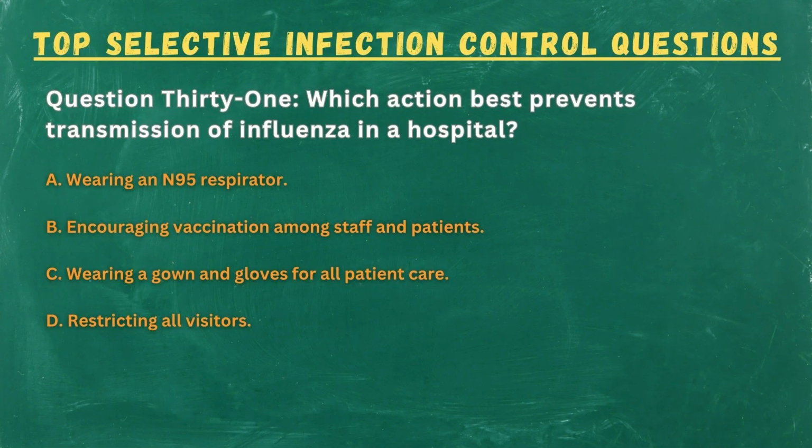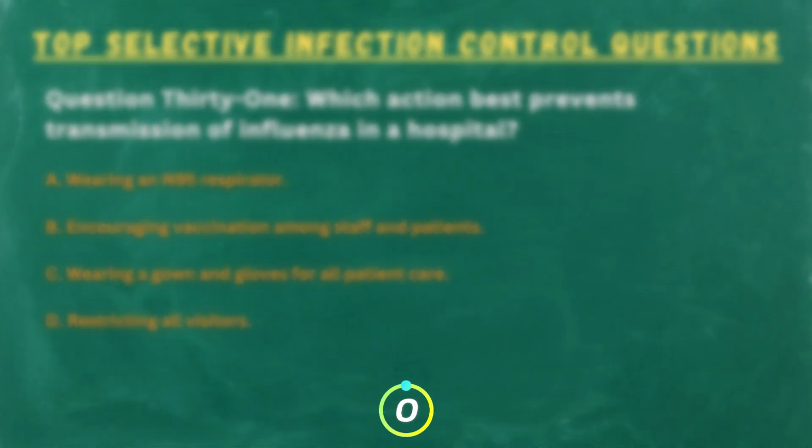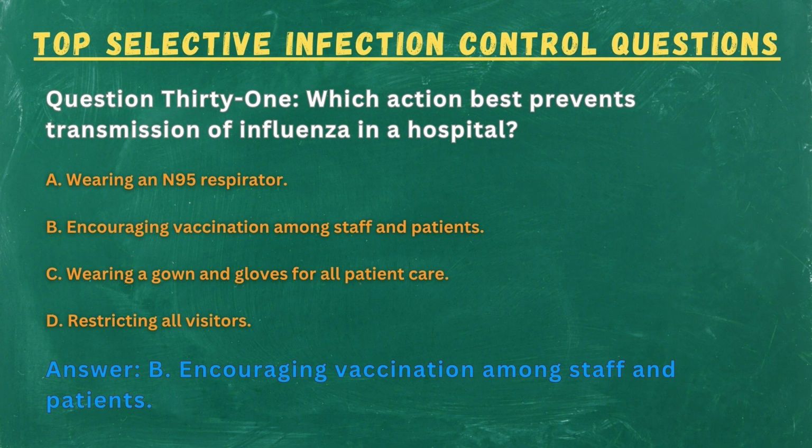Question 31. Which action best prevents transmission of influenza in a hospital? A. Wearing an N95 respirator. B. Encouraging vaccination among staff and patients. C. Wearing a gown and gloves for all patient care. D. Restricting all visitors. Answer. B. Encouraging vaccination among staff and patients.